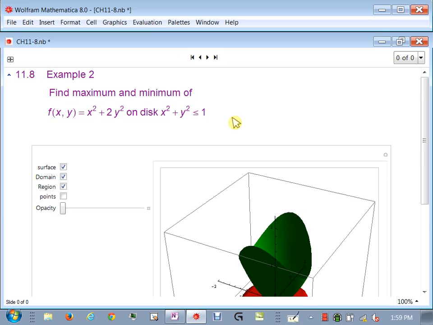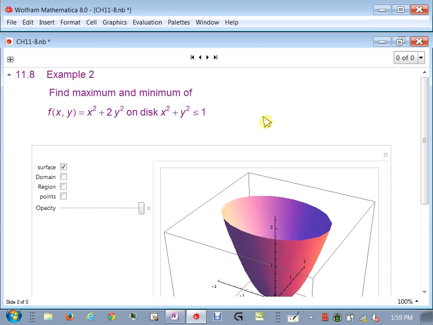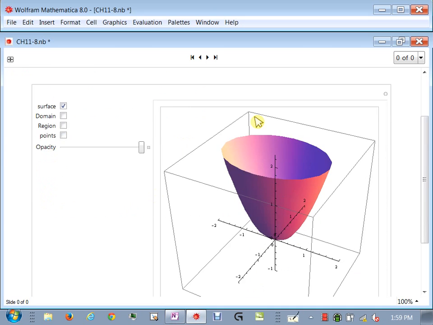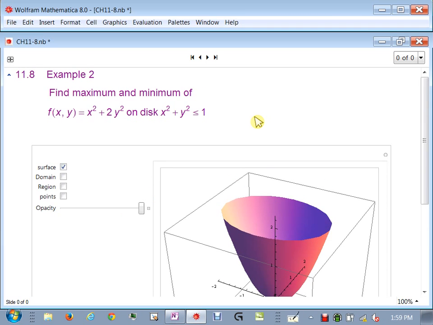All right, so now let's take a look at this problem here. This problem is very similar to the one we just did. But what you're going to see now is how this Lagrange method is really going to help us do larger problems. Find the maximum and minimums of this function on this disk. So instead of having equality right here, I have inequality, which means that I'm not looking at just the circle, the ring. I'm looking at everything inside of it too, right?